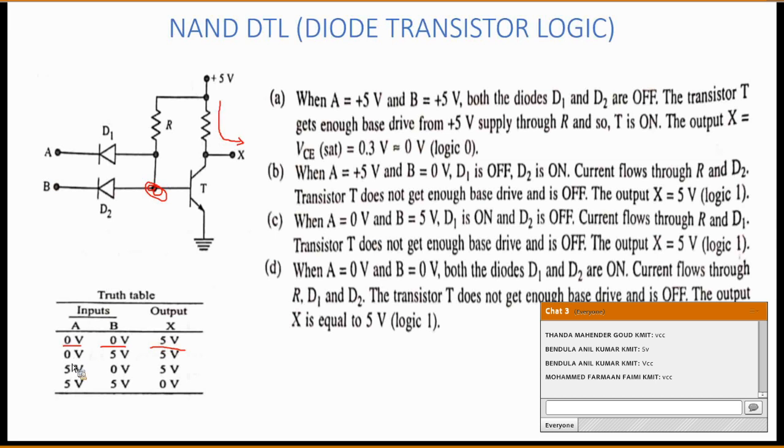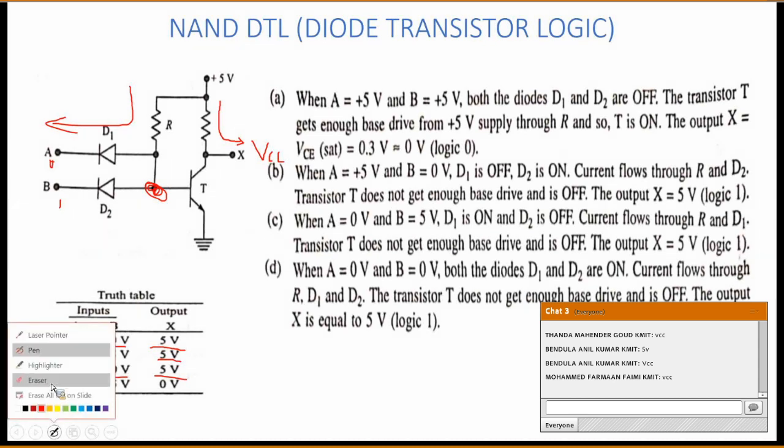Now you can see the other states also. If one input is 0 and the other is 1, the same thing happens. If any one diode is conducting, the current flows through that diode and there is not enough voltage drop at this junction. So the transistor will be in the off state and the output is equal to VCC. The same thing happens here also. For 0 and 5 volts you will get 5 volts, and for 5 and 0 also you will get 5 volts.